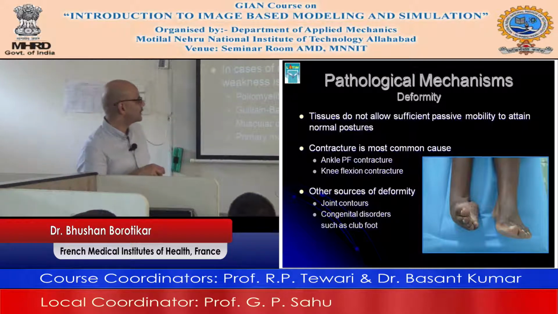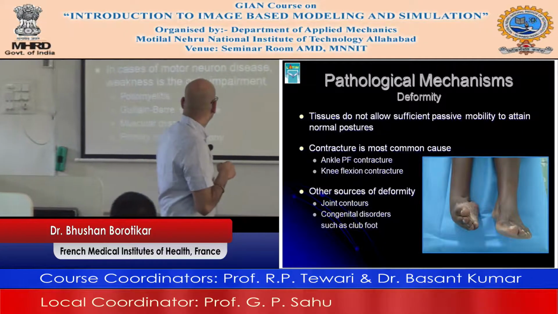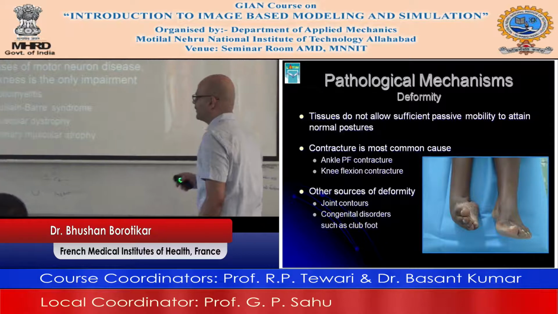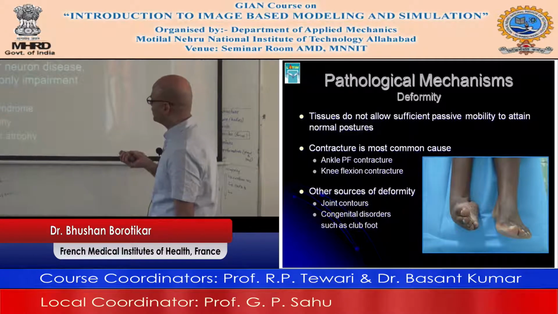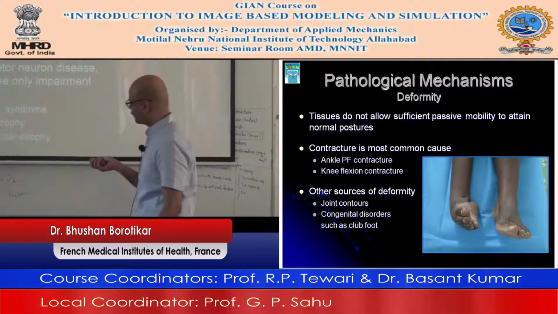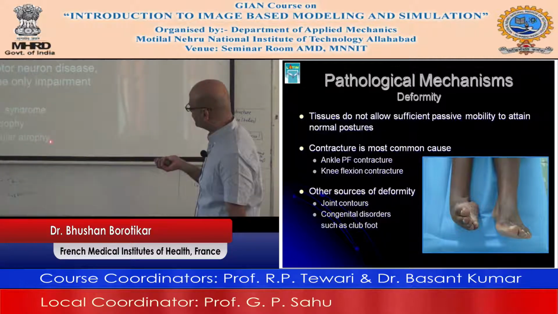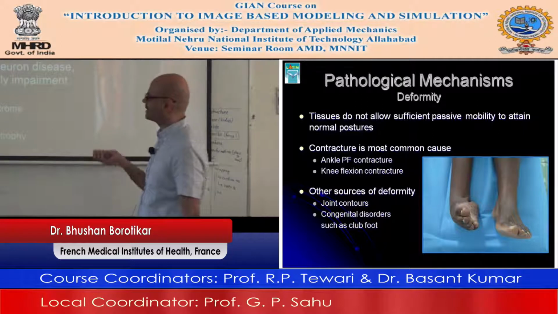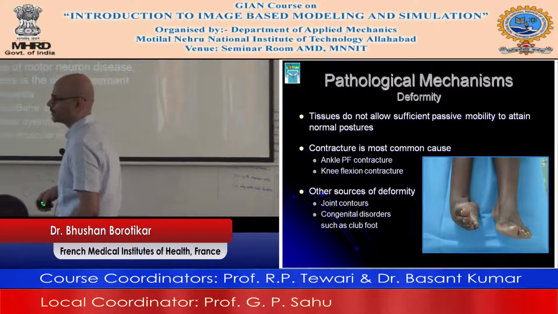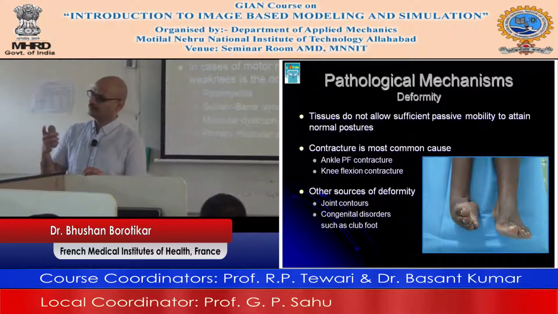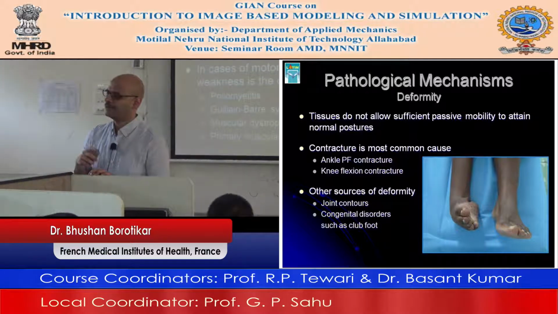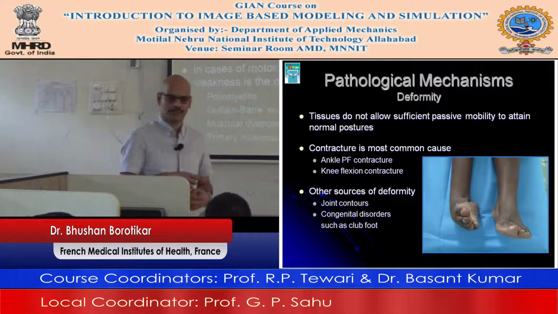In the case of motor neuron diseases, weakness is the only impairment. Polio, Guillain-Barré syndrome, muscular dystrophy, and primary muscular atrophy are examples of motor neuron disease. There is a motor, there is a neuron attached to it. When it is diseased, this is what happens.